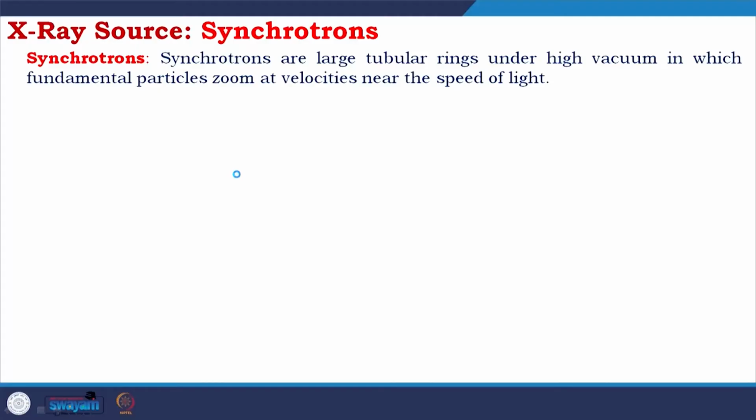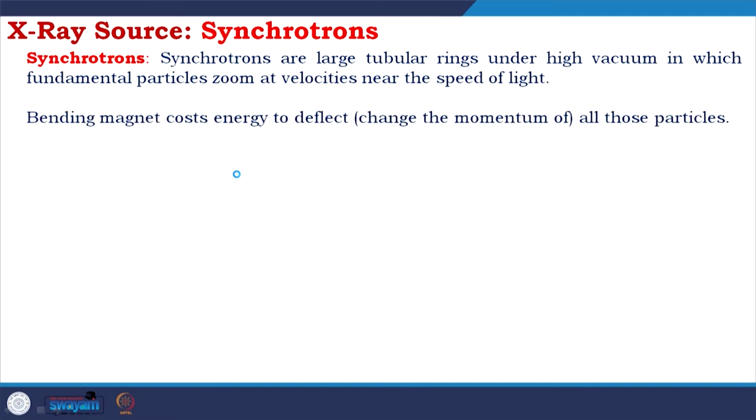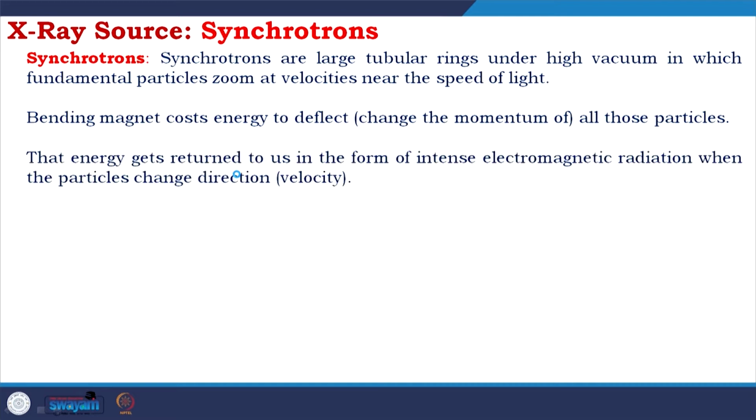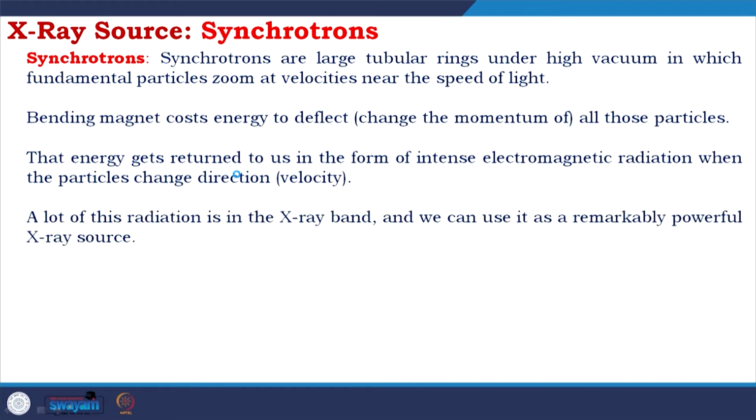I talked about synchrotron. Synchrotrons are large tubular rings under high vacuum in which fundamental particles zoom at velocities near the speed of light. Bending magnets cost energy to deflect, to change the momentum of all those particles. That energy gets returned to us in the form of intense electromagnetic radiation when the particles change direction. A lot of this radiation is in the X-ray band, and we can use it as a remarkably powerful X-ray source. So, from where this story comes, when I talked last time, I told that synchrotron used to be the toy of physicists.